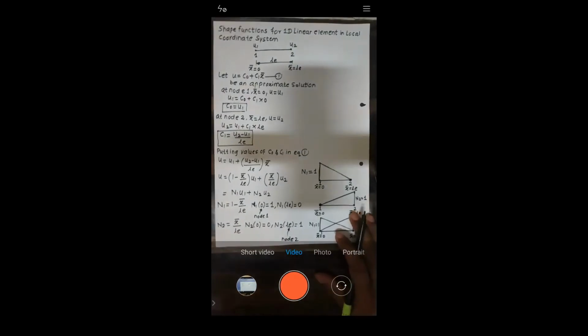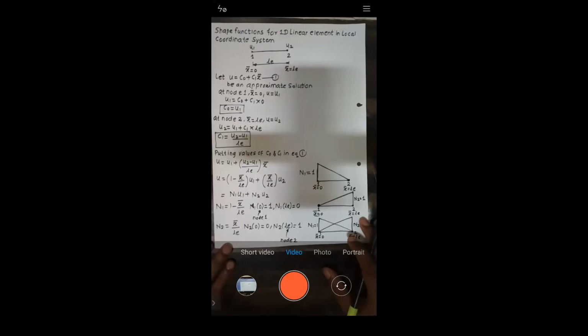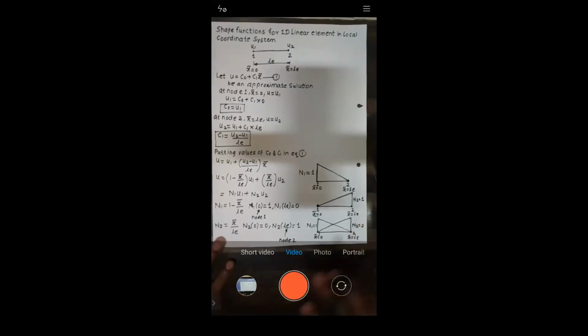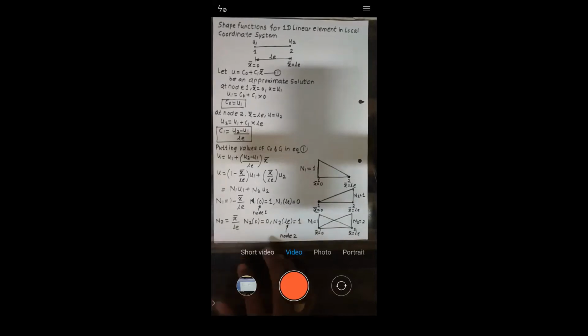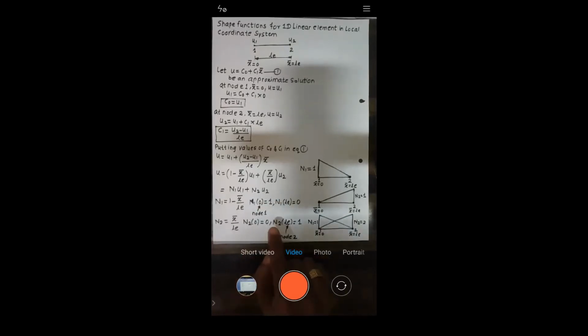Is it okay or not? Yes, sir. See, the shape function will be defined for a particular node only. The value of that particular shape function is equal to 1 for the node for which it is defined. N1 is defined for node 1, so its value will be equal to 1 at node 1. Similarly, N2 is defined for node 2, so its value at node 2 is equal to 1. Is it okay?